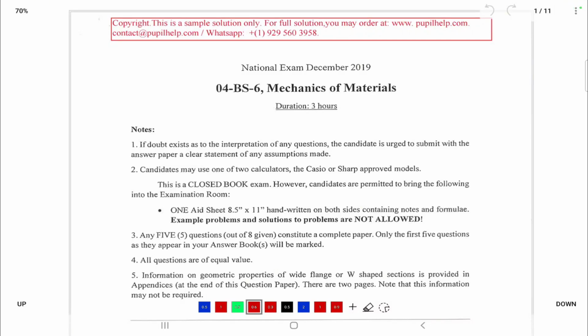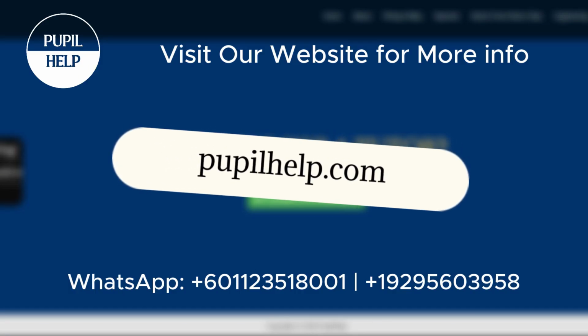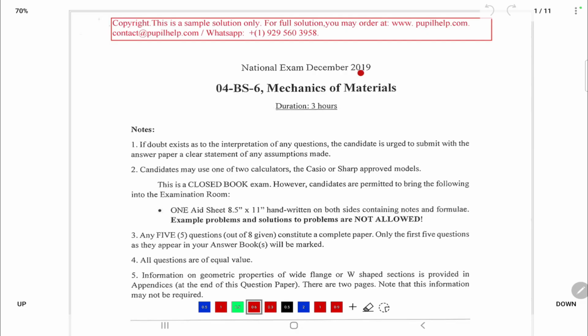National Exam December 2019, 04 BS6 Mechanics of Materials, duration 3 hours.